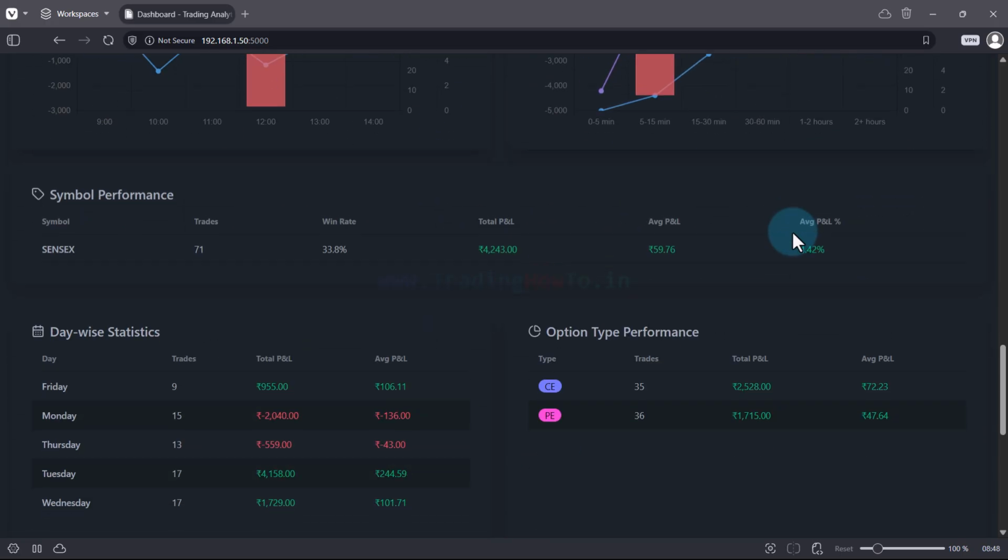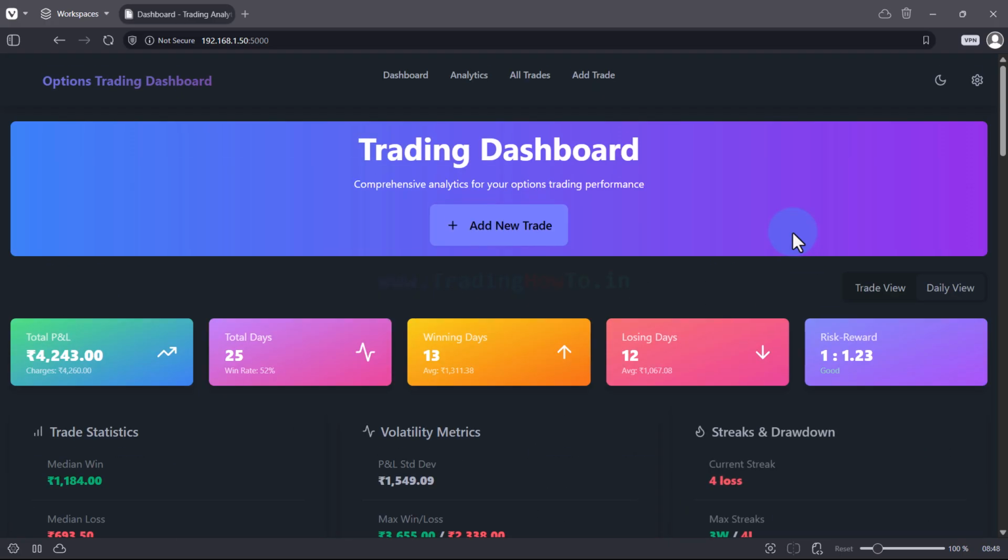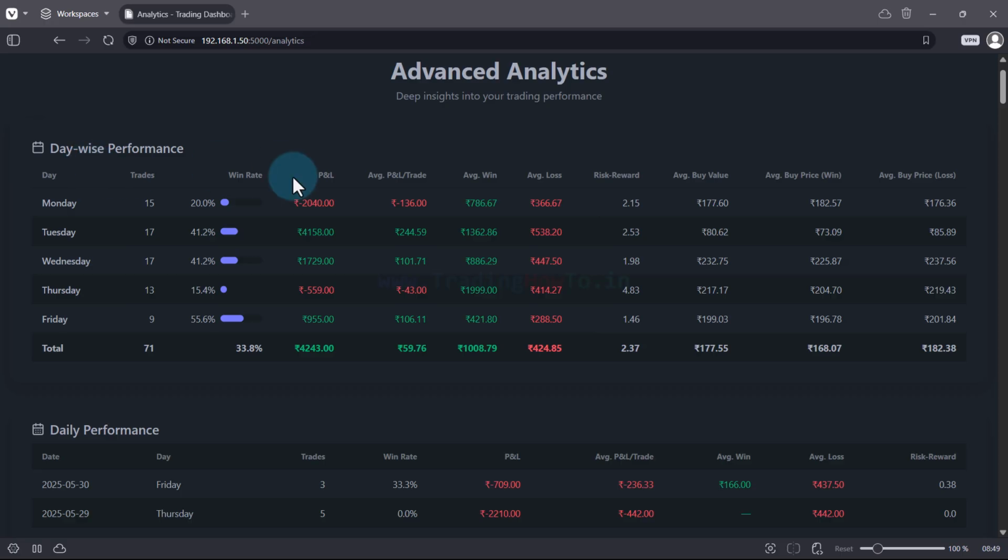Now let us dive into my detailed analytics, and here we can see the day-wise performance. I have some detailed data here. For example, we can see average wins on the winning trades, average loss on the losing trades. One thing I can see is that on Monday and on Thursday I have a very bad win percentage. So that is one thing adding to the losses on those days.